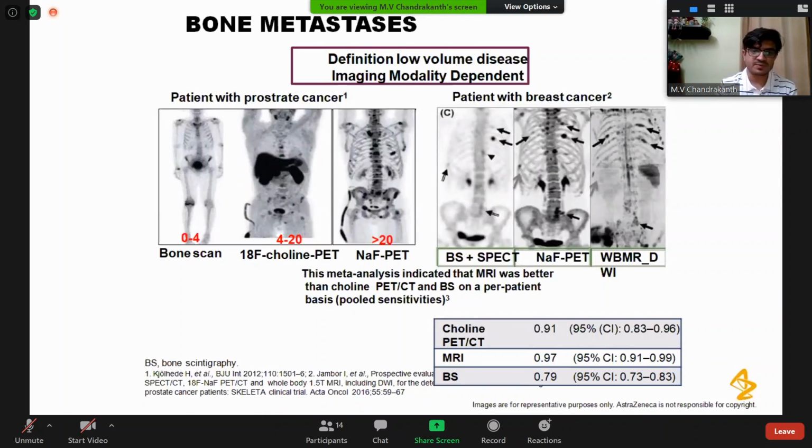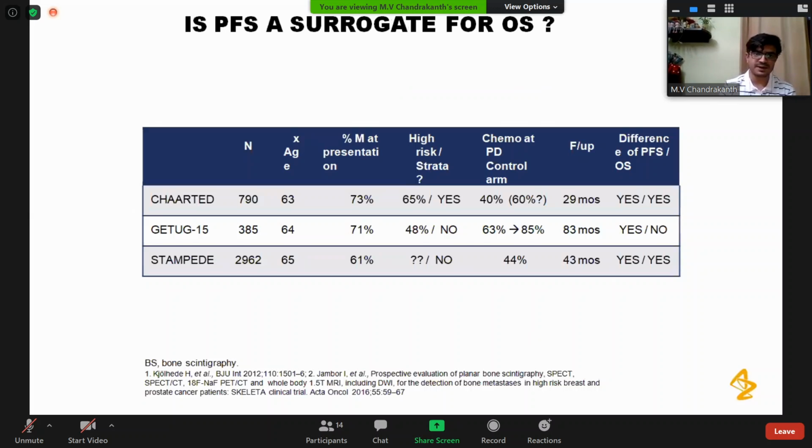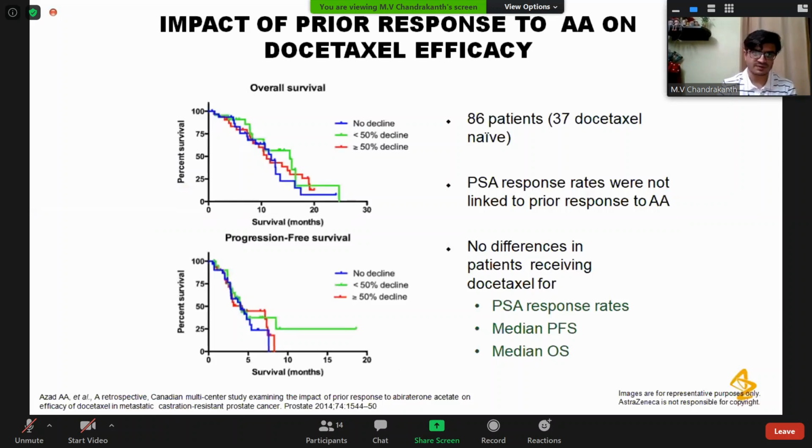You can see one more meta-analysis saying that MRI was better than PET-CT or bone scan as far as picking up the burden of disease is concerned. And is PFS a surrogate for overall survival in trials? Two trials, both CHAARTED and STAMPEDE, have said yes, whereas GETUG, there is no translation of PFS to overall survival.